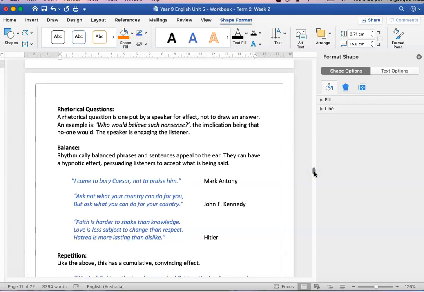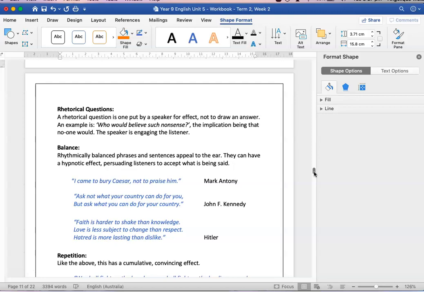Next we're having a look at rhetorical questions. A rhetorical question is one put by a speaker for effect, not to draw an answer. An example is, who would believe such nonsense? Who would believe such nonsense is actually just another way of saying that is ridiculous. But it is a little bit more effective because it implies that no one would believe that. Why would you believe that? The speaker is engaging the listener using the rhetorical question.